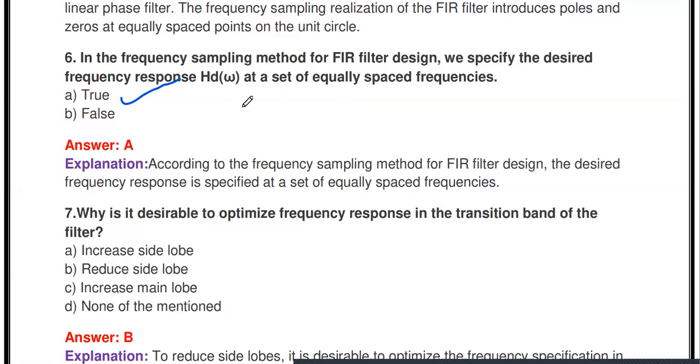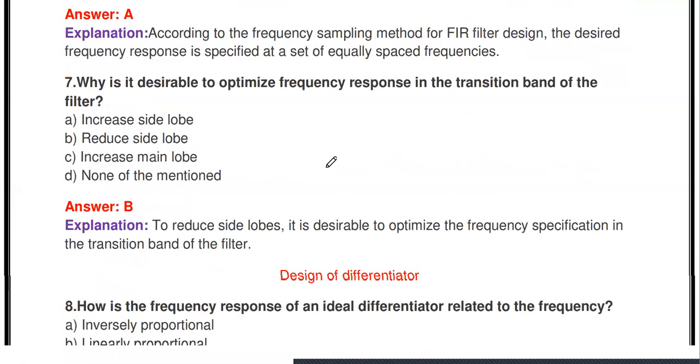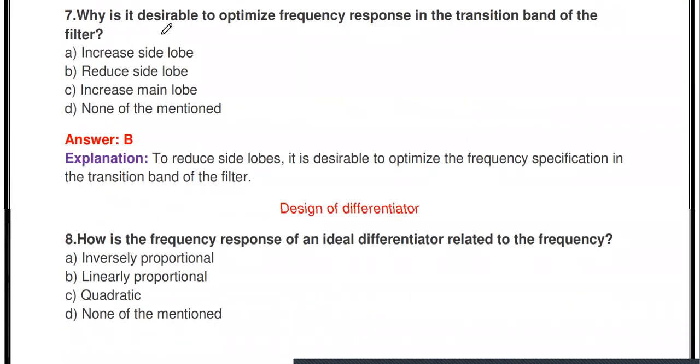In the frequency sampling method, the H_d(e^jω) has to be set at equally spaced frequencies. Then the next question: why is it desirable to optimize the frequency response in the transition band of the filter? In order to reduce the side lobe. Okay, so we already discussed this question in a different way.